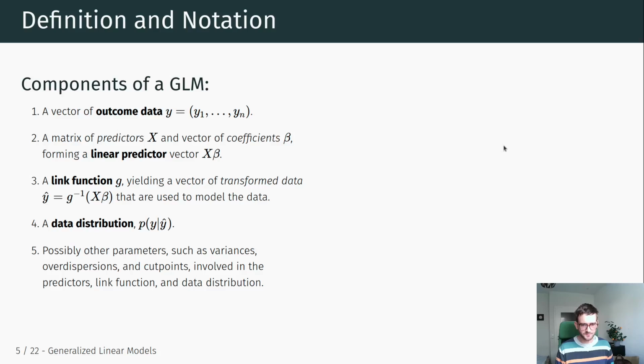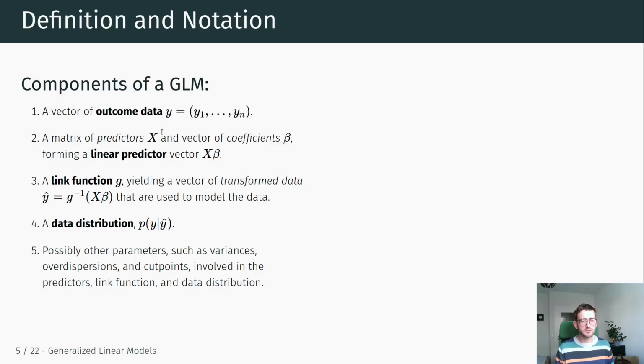In general, generalized linear models all share a couple of components that we already discussed in previous weeks. The first component of any GLM is a vector of outcome data, which we usually call y. And this is basically just the data that we want to predict. We want to create predictions for either a new data set or, in the context of causal inference, predictions for counterfactuals and so on. So we always have some outcome data y.